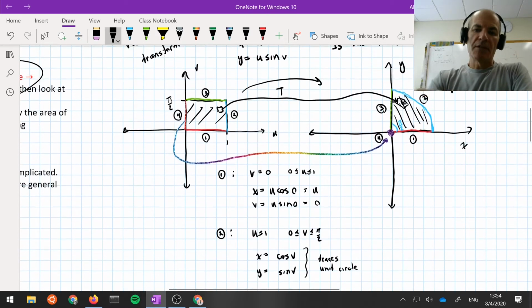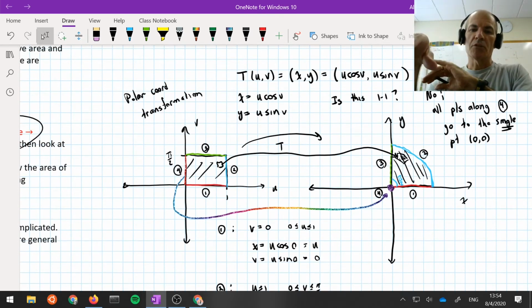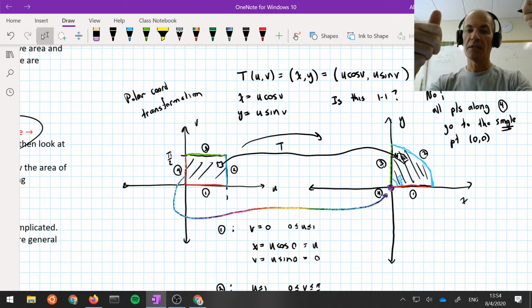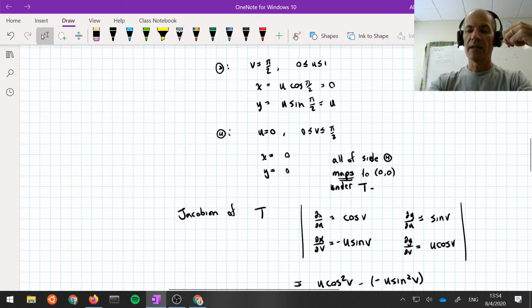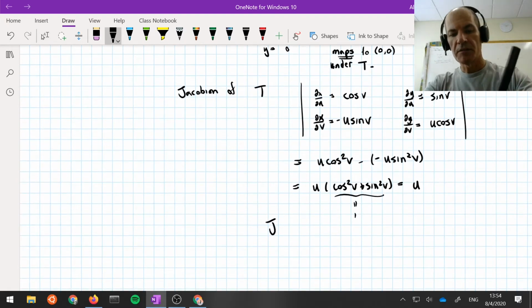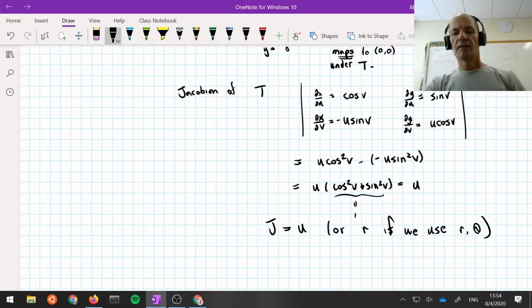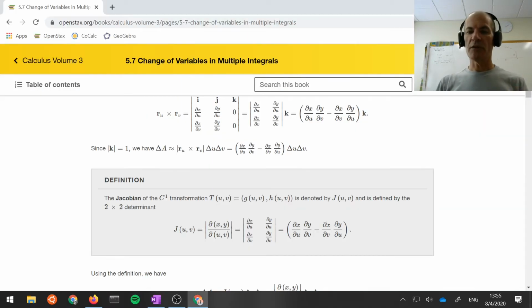Now I'm using u and v because that's what the book uses in this particular section, but if you were doing the polar coordinate transformation back in earlier sections, u is secretly r, v is secretly theta, and look at what pops out of here. The Jacobian is u, or r if we use r and theta instead of u and v. That's exactly the factor that we need for polar coordinates when we change an integral into polar coordinates or into cylindrical coordinates.